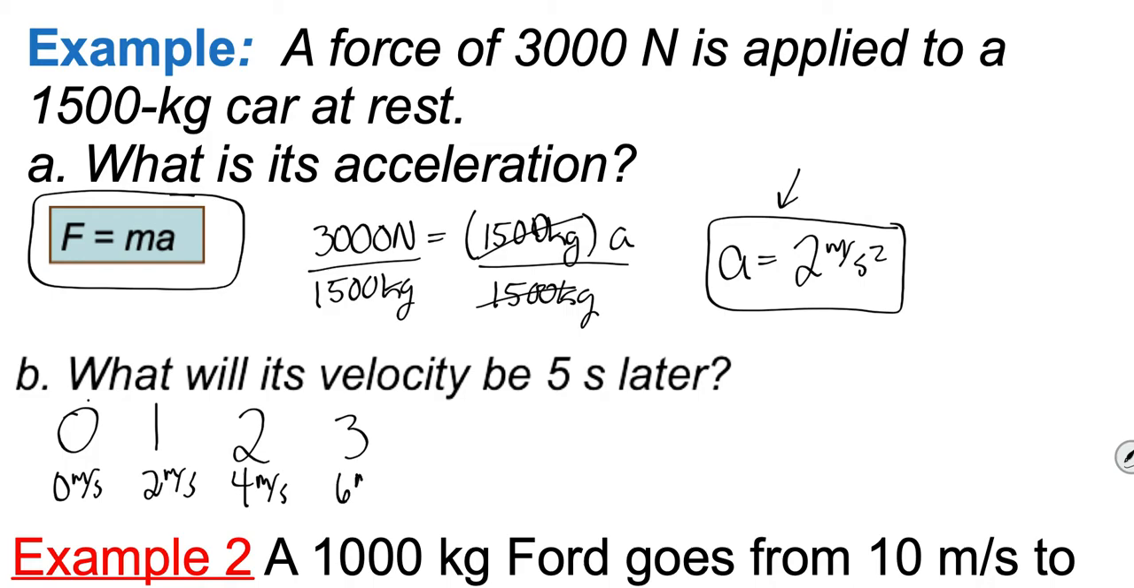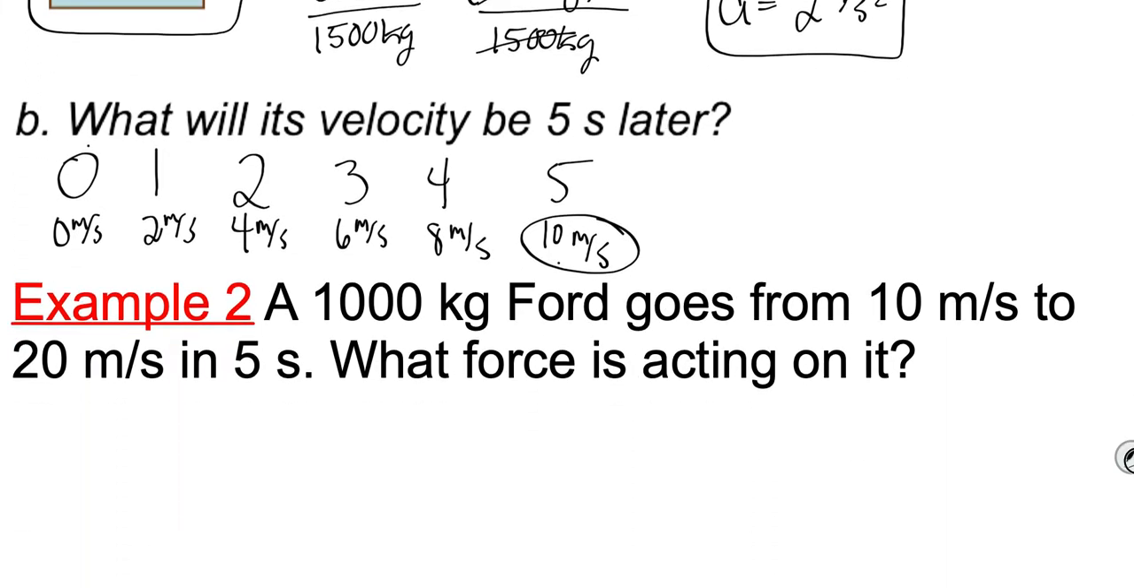So we have 6 meters per second at second number 3. Second number 4, we're at 8 meters per second. And second number 5, we are going 10 meters per second. So that's how fast we're going 5 seconds later. Okay, because every second we accelerate 2 meters per second more. So that's how you use the acceleration there.